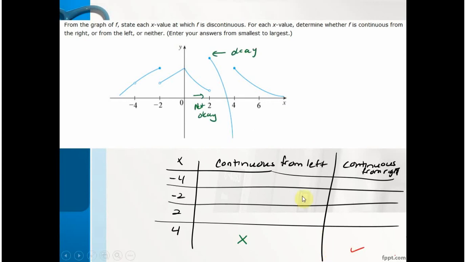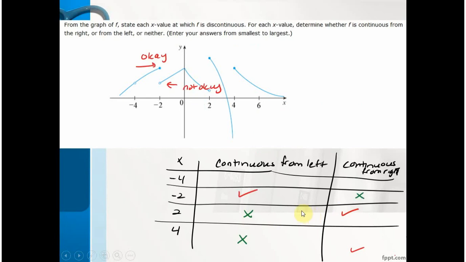How about 2? Well, as I approach 2 from the right, you see that the y value that I'm approaching is also colored in. So this is okay. On the other hand, as I approach 2 from the left, this is not okay because the y value that I'm approaching is here, and the y value that I actually reach is not colored in. The y value jumps up here. That's where it's colored in. Because this is not colored in from the left, it is not continuous. So there we have the fill in here.